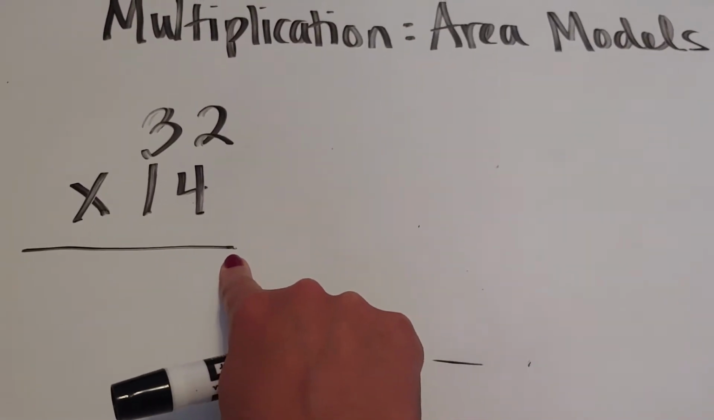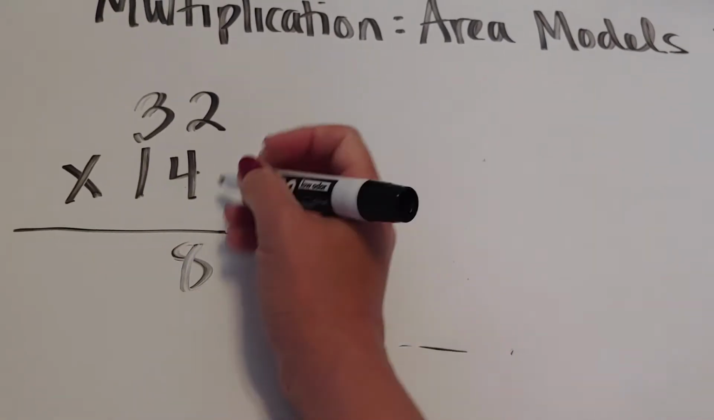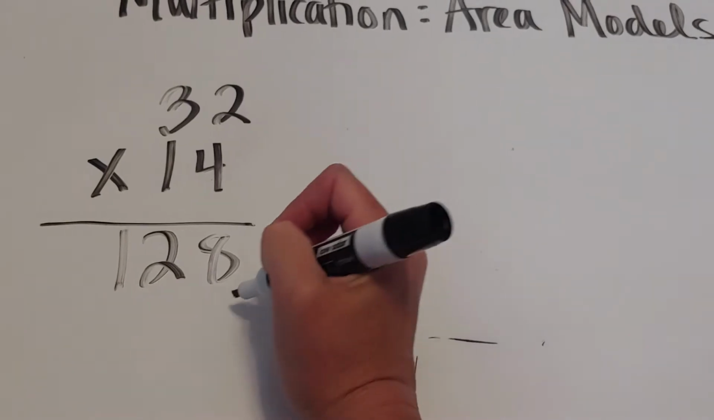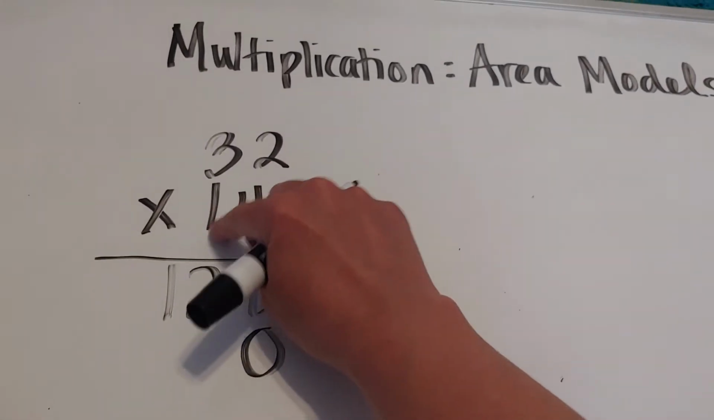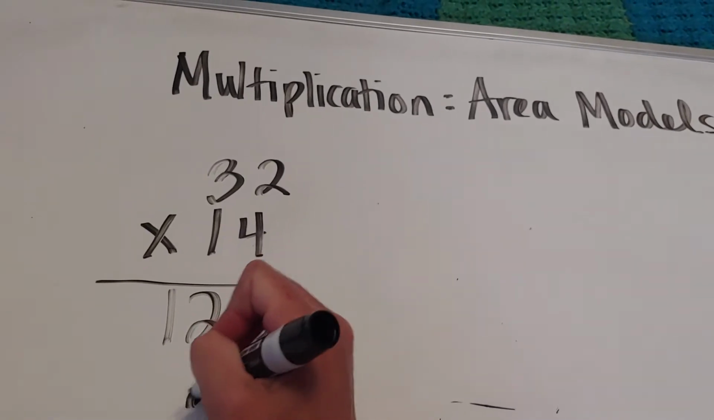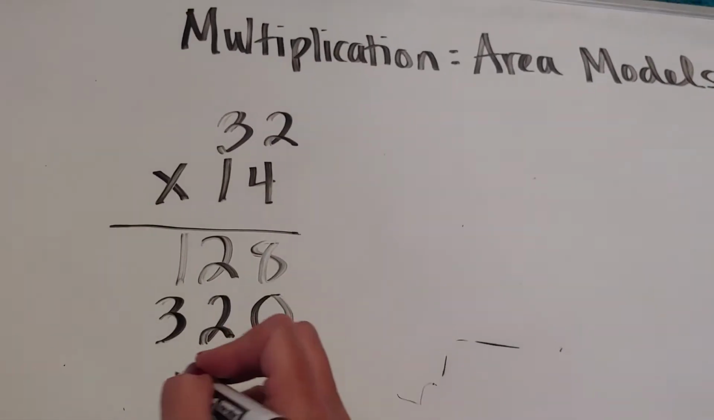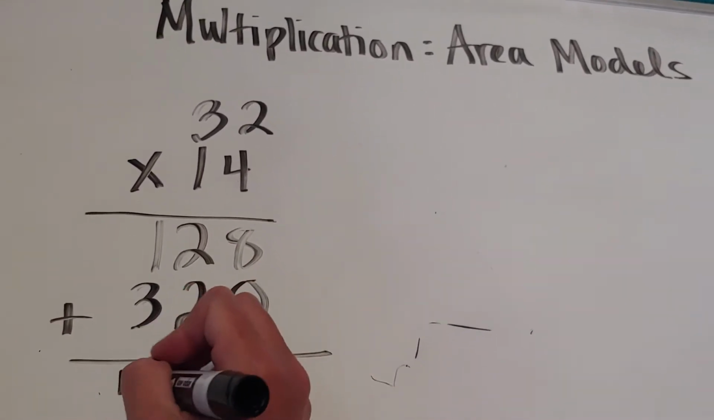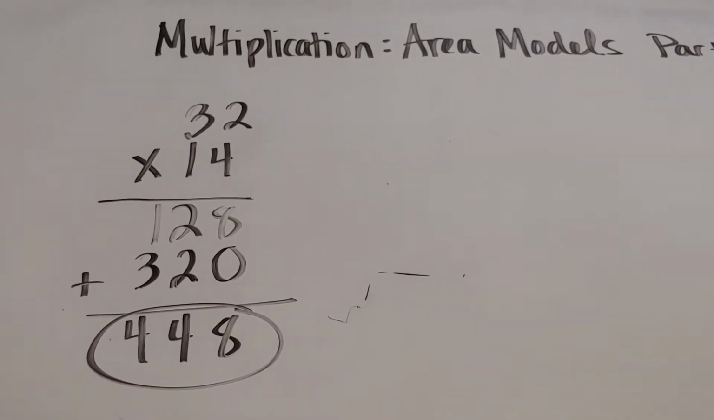When I do the standard algorithm here, I go 4 times 2 is 8. 4 times 3 is 12. Then when I move to this 1, I have a placeholder. And then 1 times 2 is 2, and 1 times 3 is 3. And then we add down. Yay! So 32 times 14 is 448.